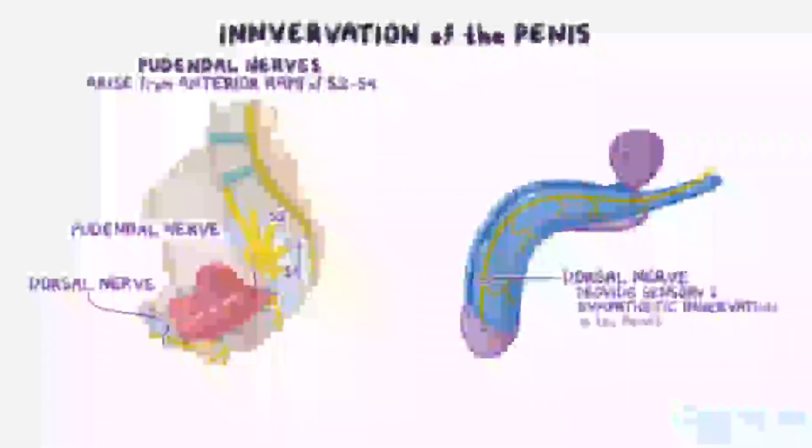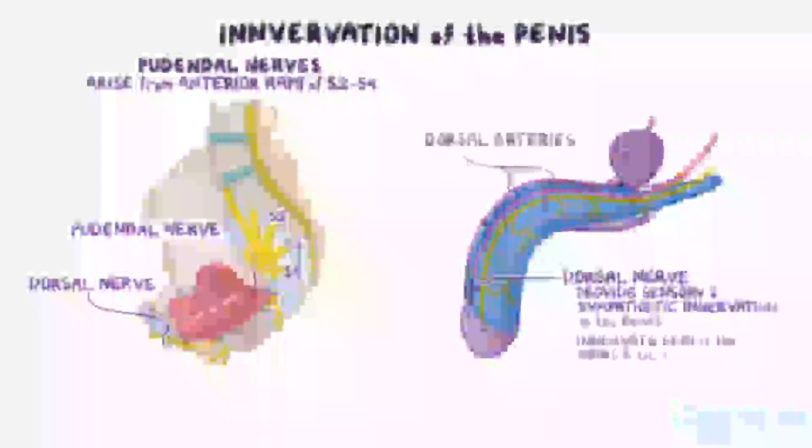Alright, now let's discuss the innervation of the penis. The pudendal nerves, which arise from the anterior rami of S2 to S4, terminate as the dorsal nerves of the penis, which provide sensory and sympathetic innervation to the penis. They run lateral to the dorsal arteries on the dorsal surface of the penis and innervate the skin of the penis and glans penis.